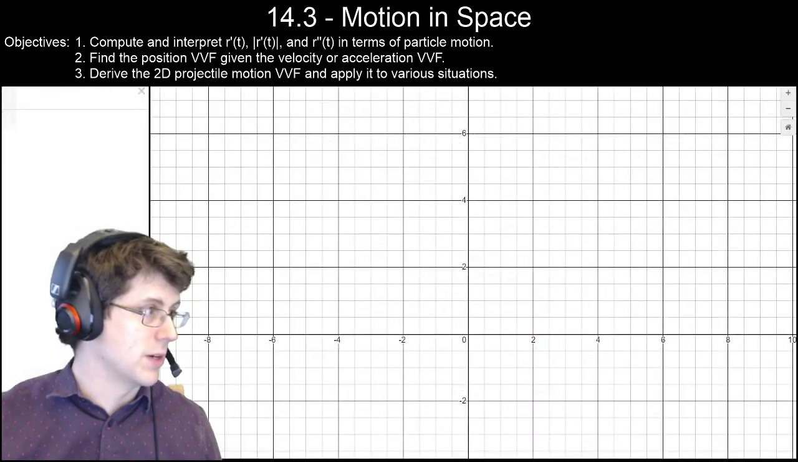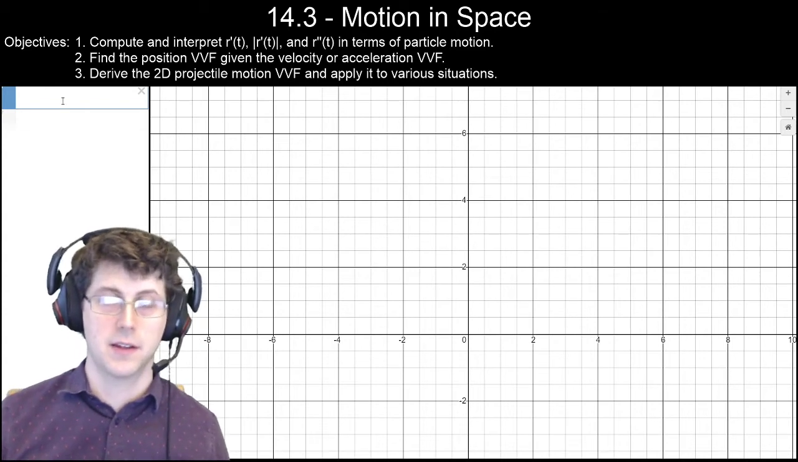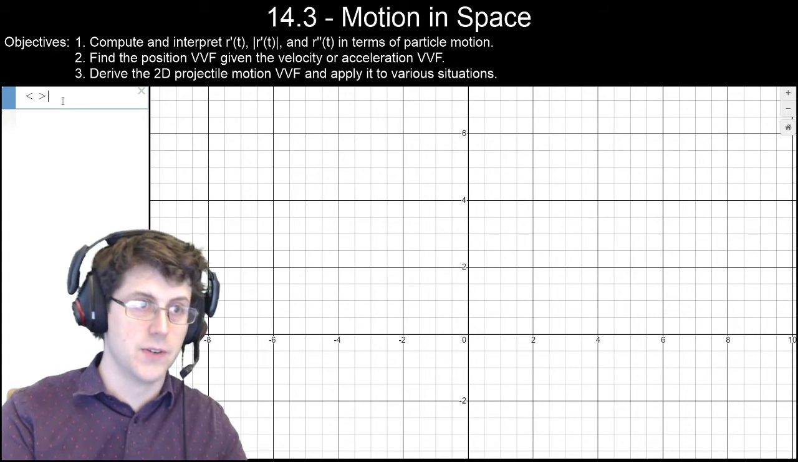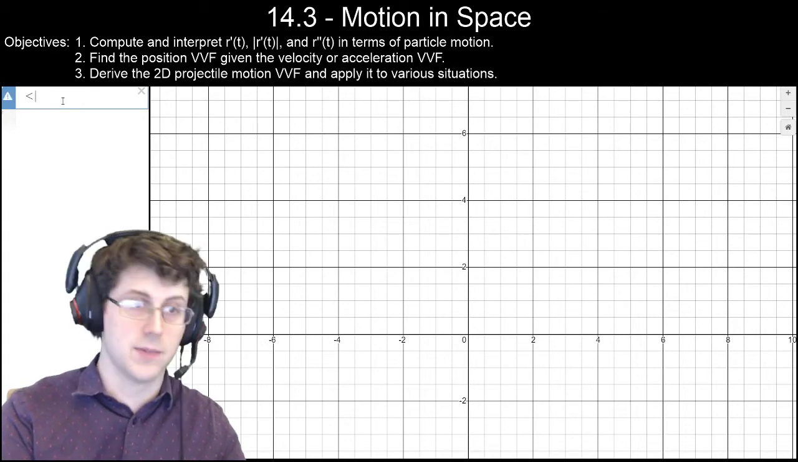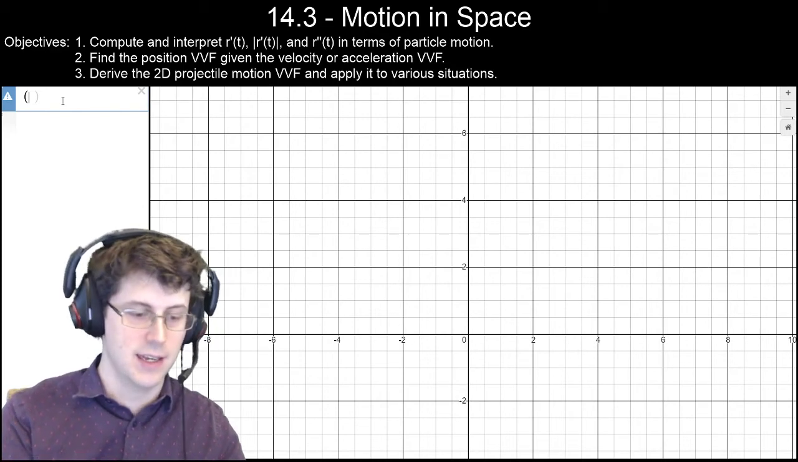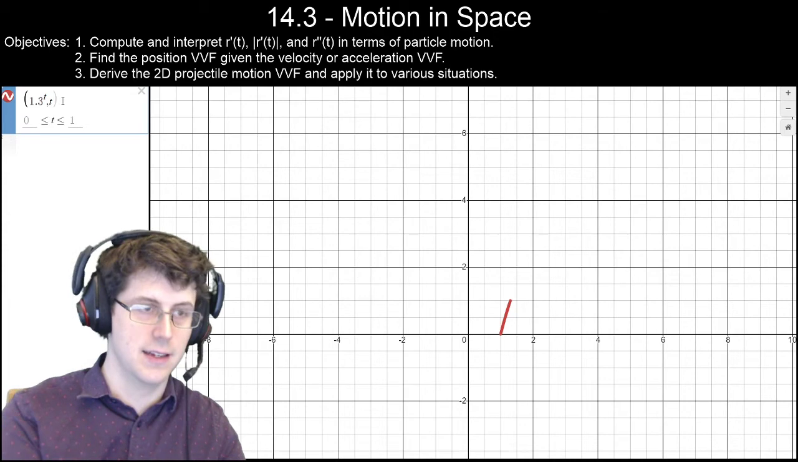I have Desmos open over here. There are two ways to deal with a vector-valued function in Desmos. First of all, you don't use angle brackets when typing. You type it in as a point if you want to see what's going on. And we're doing 1.3 to the t and t.